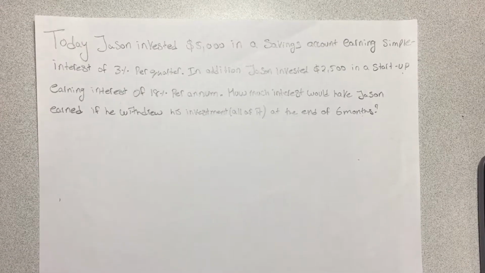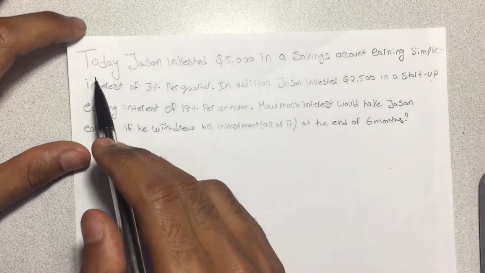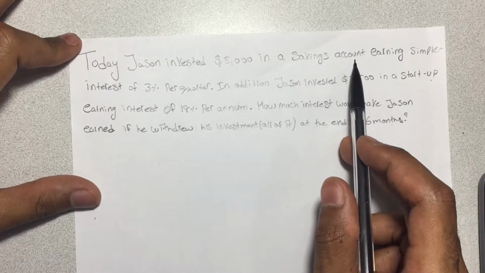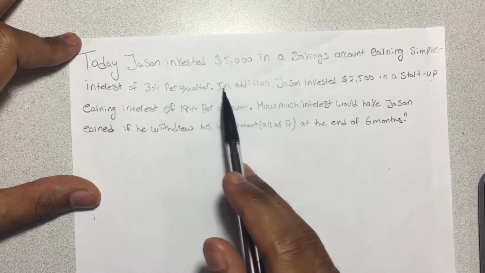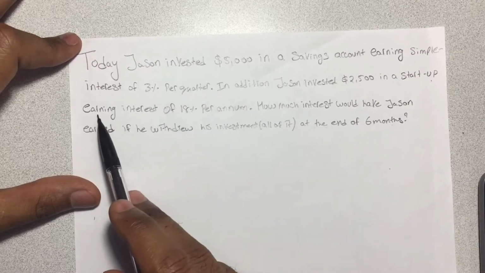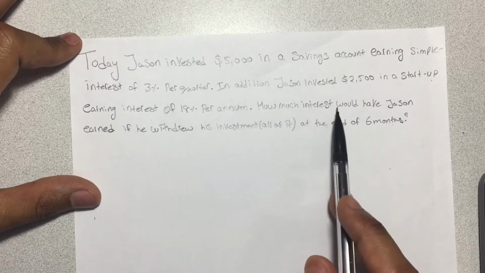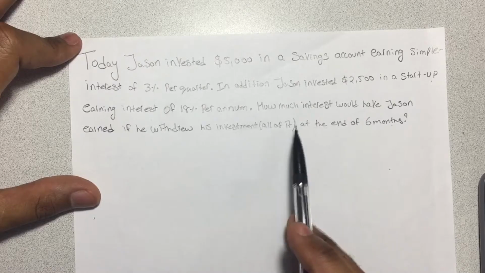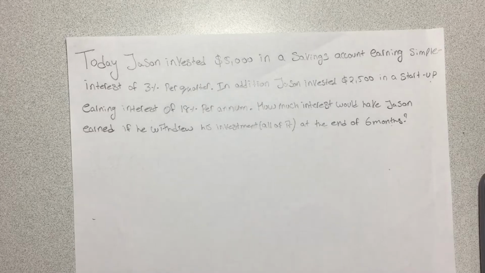Here's a more complex simple interest question. In this scenario, today Jason invested $5,000 in a savings account, earning simple interest of 3% per quarter. In addition, Jason invested $2,500 in a startup, earning him an interest of 18% per annum. How much interest would Jason have earned if he withdrew all of the investment at the end of 6 months? So let's just calculate that.